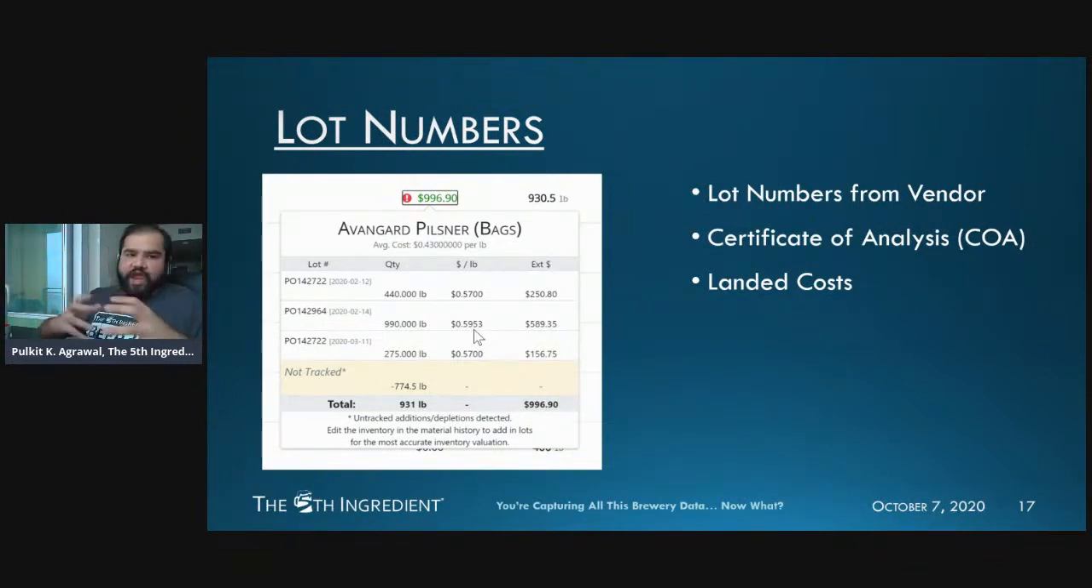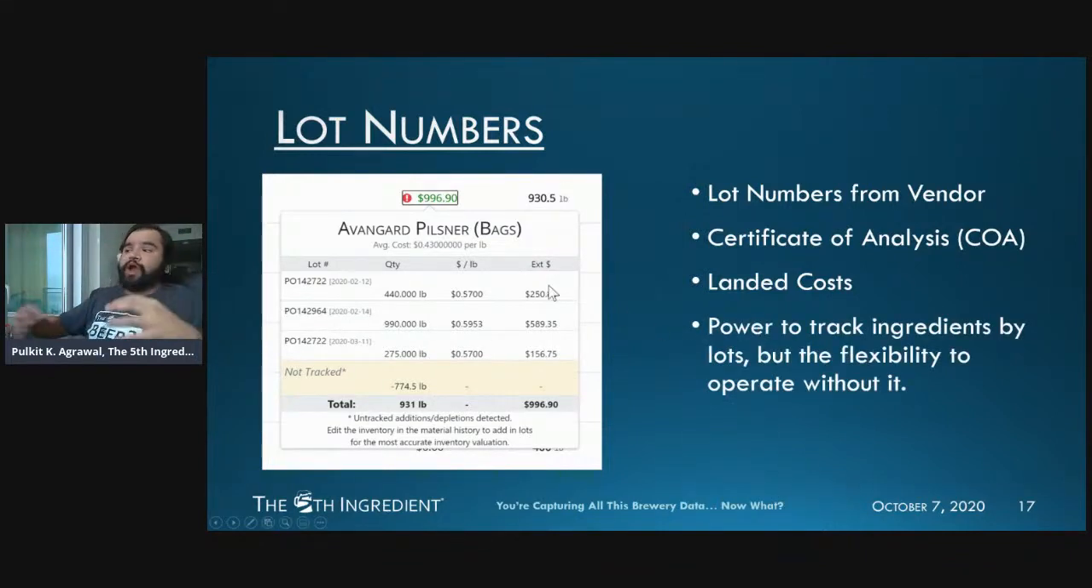And if you assume average cost, or if you assume first in, first out, that really doesn't tell you the true cost of what's happening with a particular beer, right? And that's really where the whole traceability flow and loop comes in. And so with this, there's a power to track ingredients by lots, but also the flexibility to operate without it.